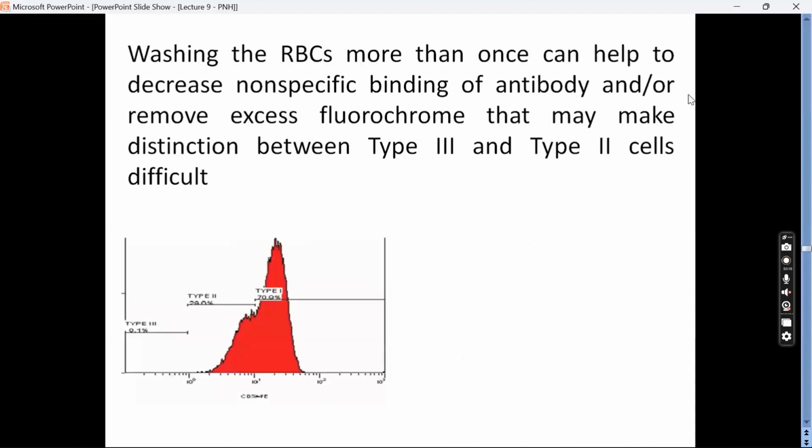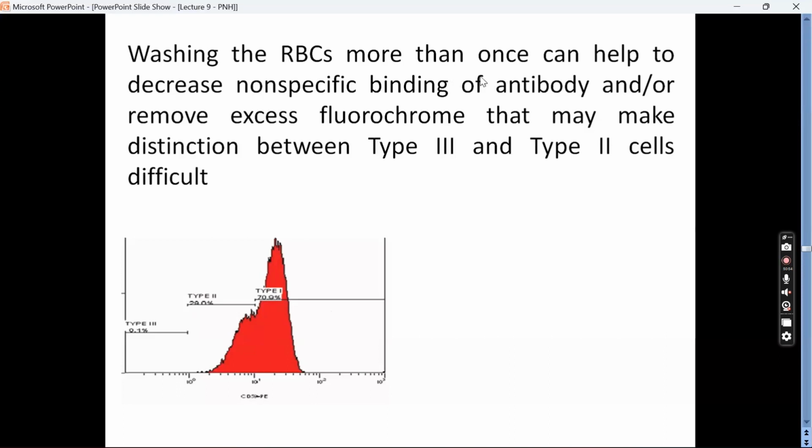Okay. Now, there are some technical things which I want to tell you. Washing the RBCs more than once can help to decrease non-specific binding. Now see, how many peaks do you see here? As I said, by doing this experiment of running normal controls and unstained samples, I've drawn the gates like type 3, type 2 and type 1. Now I'm running a patient sample. So how many peaks are you seeing?